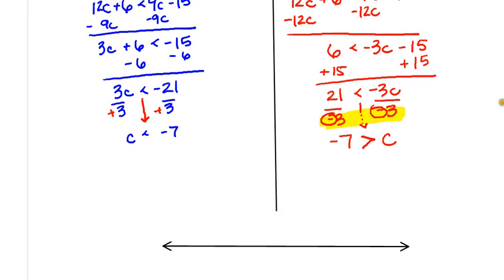So now we're looking for any number, c, that's less than negative 7, or in this case, negative 7 is greater than this number. So here I'm going to start with, let's say, 0 over here, and I'm going to go by ones. Copy this in your notebook, please.